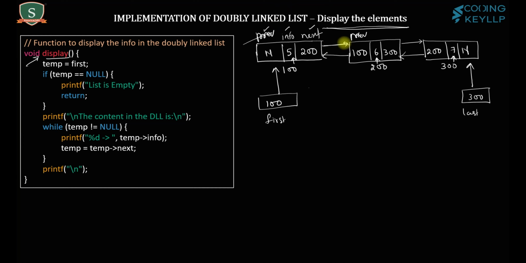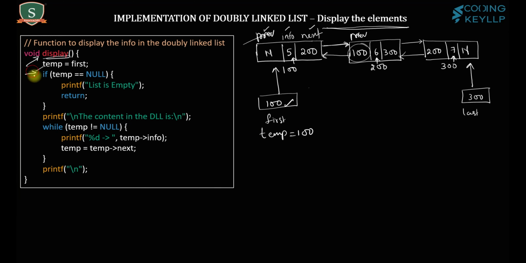Next connects to the next node. Previous holds the address of the previous node, which helps us to traverse backward also. Now, the moment you call the display method, first, temporary is equal to first. So temporary is equal to first. What is the first value? 100. So temporary is equal to 100.